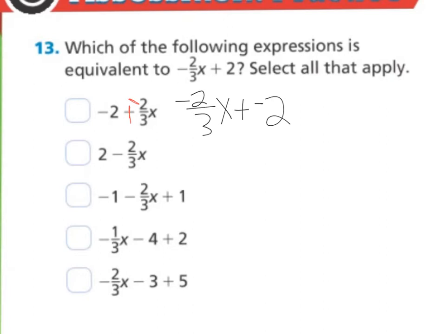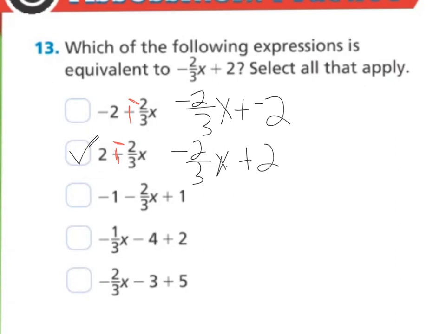If we look at our second option here, once again, they're subtracting. We can add the opposite. We switch and rearrange this with our commutative property. We got negative 2/3 x plus 2, and that's exactly what we wanted, so that works.